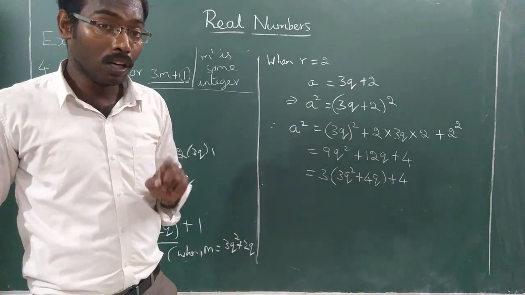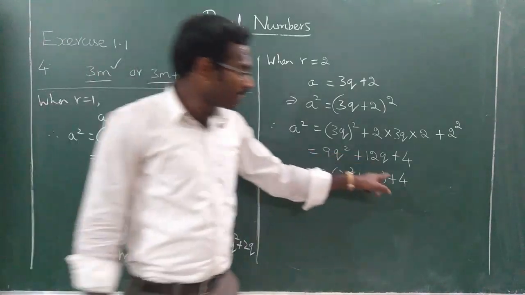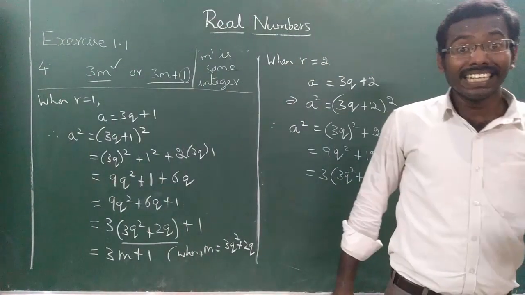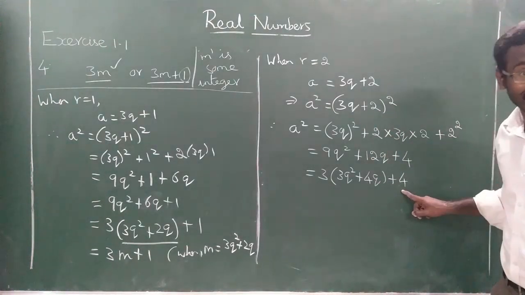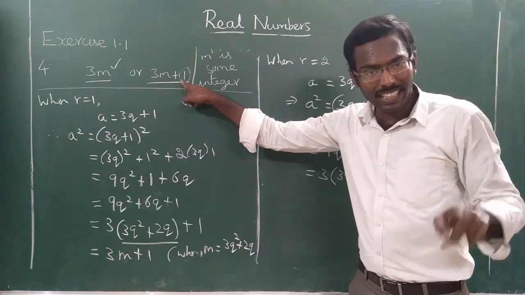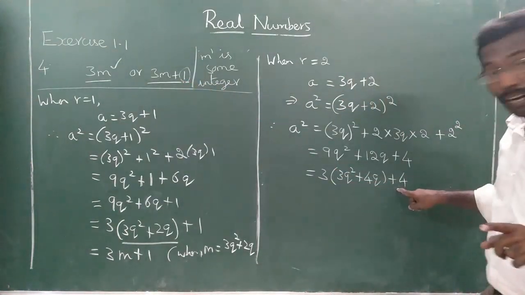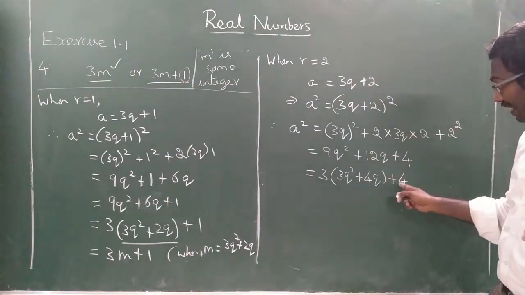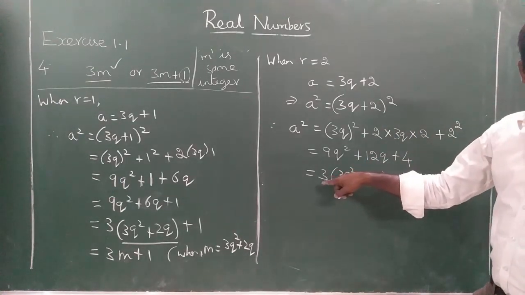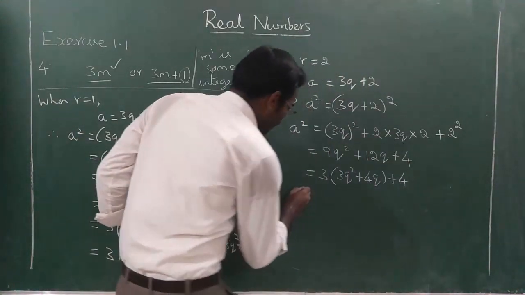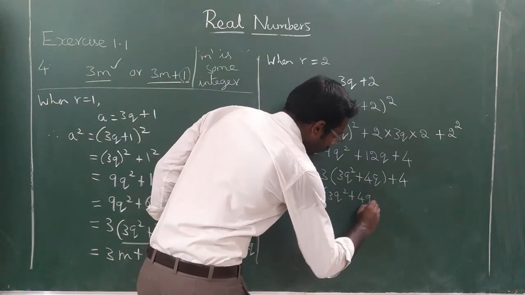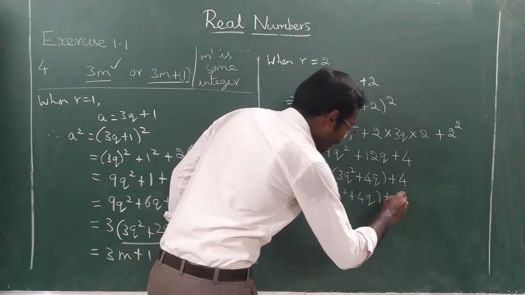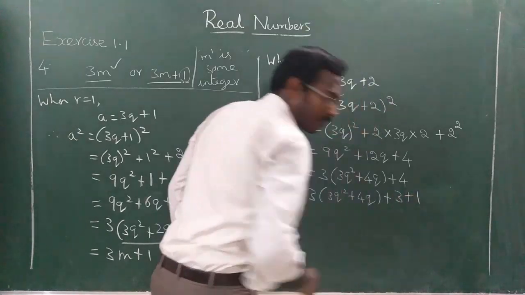So what can we do? We can do one thing. This 4 can be written as 3 plus 1. Understood or not? This 4 can be written as, you want 1. Yes or no? So this 4 can be written as 3 plus 1. This 3 can be taken here. You listen carefully. So that is equal to 3 into 3q square plus 4q plus, this 4 can be written as 3 plus 1. Okay.